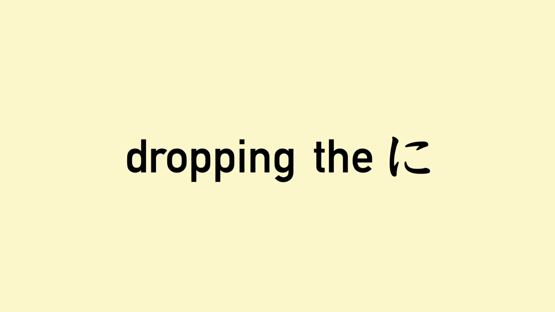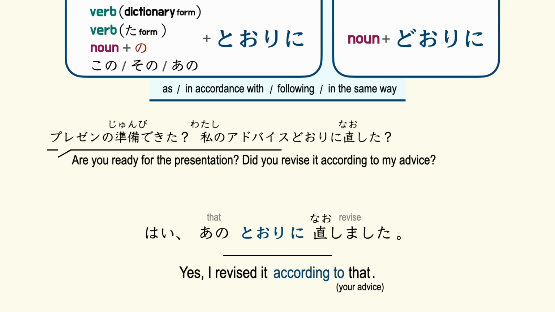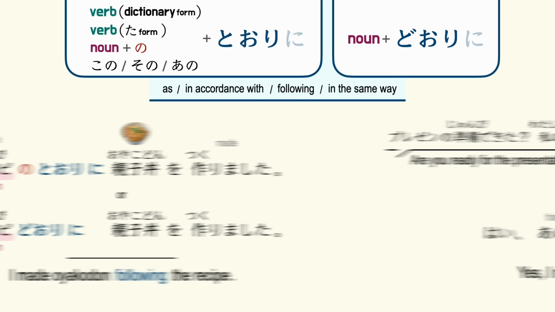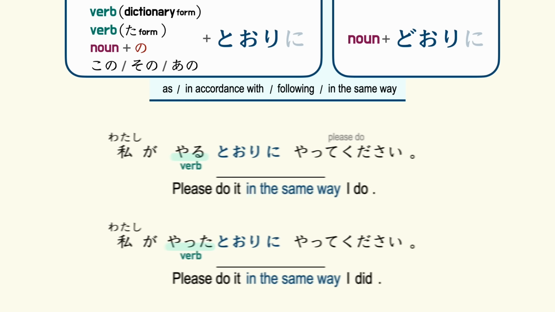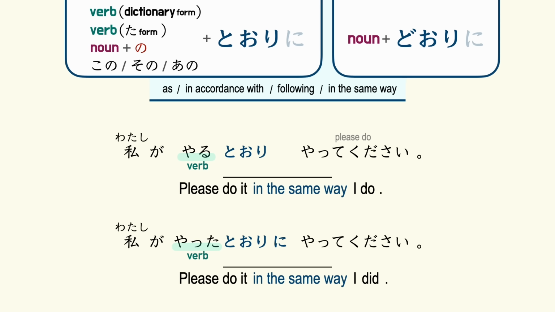It's also okay to drop this に. You can omit this に. So instead of あの通りに直しました, you can also say あの通り直しました。レシピの通り親子丼を作りました。レシピ通り親子丼を作りました。私がやる通りやってください。私がやった通りやってください。These are all totally fine. The meanings don't change at all.